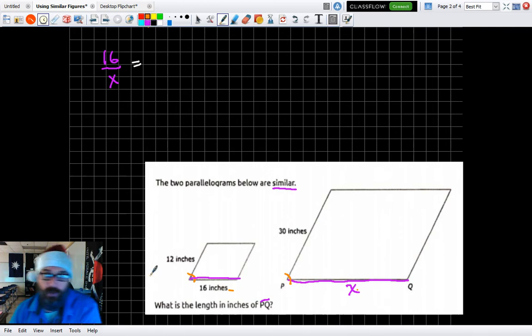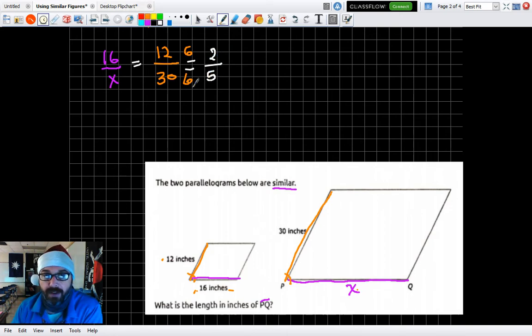Well, now I need more corresponding sides. So the other two sides that are corresponding here are the 12 and the 30. Because I put the 16 on top, I need to put the 12 on top, because I have to keep big on top or little on top, but I have to keep the same one on top. And then we're going to go to 30. Now, once again, I can do this either way. I can either cross multiply and divide, or I can reduce. So I'm going to go on ahead and reduce. I can divide out a 6 from both of those, and that's going to give me 2 times 6 is 12, 5 times 6 is 30.